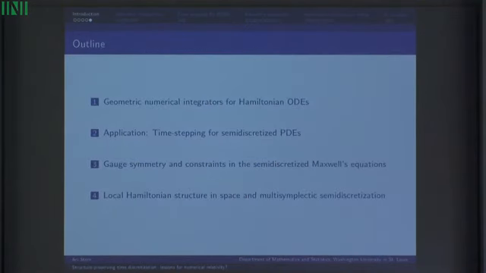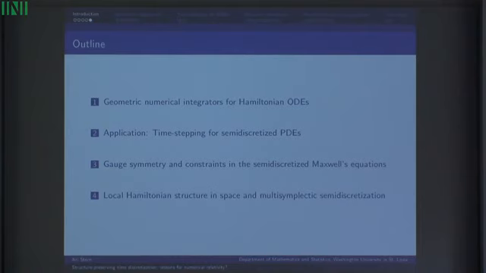Okay, so here's the outline of my talk. I'm going to talk a little bit about geometric numerical integrators for Hamiltonian ODEs, going into more detail of what I showed you in that movie. And I'm going to briefly talk about how we can apply this to do time stepping for semi-discretized PDEs with the example of the wave equation. And after that brief interlude, I'm going to look at Maxwell's equations and gauge symmetry and these divergence constraints and how they can guide our choice of spatial discretization.